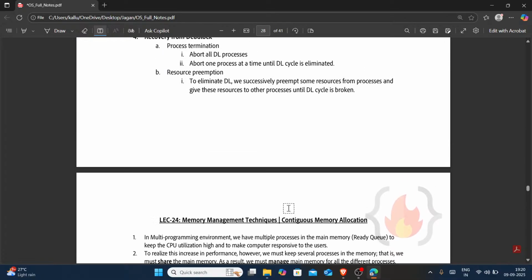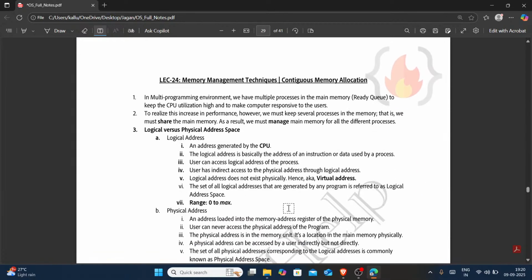Next, MMT. MMT is a beautiful thing. MMT, memory management.